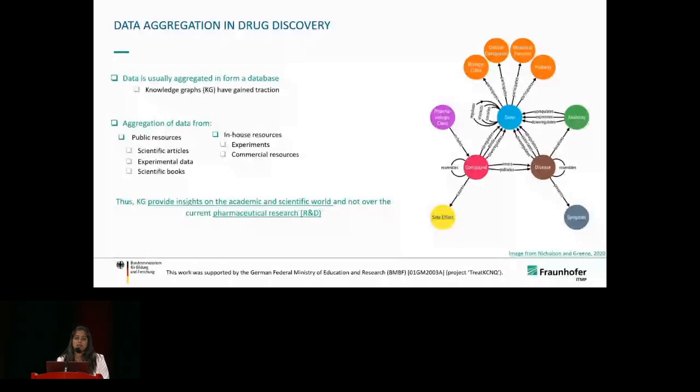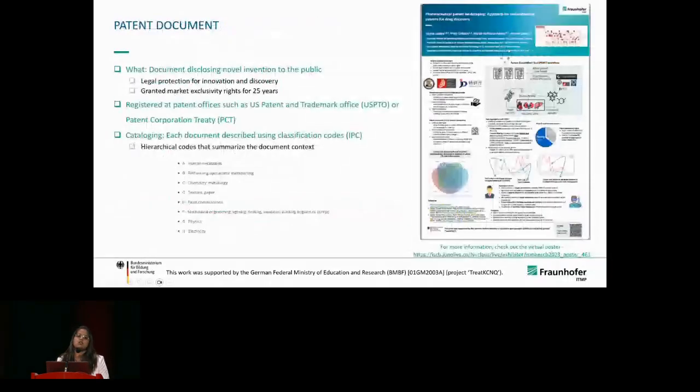A patent document is basically a document that discloses a novel invention to the public. And to do so, you have many interests. You do this so that you have legal protection for your invention. And second, it grants market exclusivity rights. That means the patent owner has the sole right to produce and sell this particular invention.